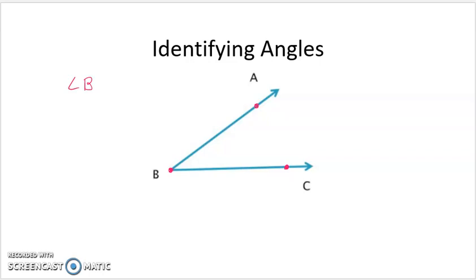For example, when you name the angle, you want to have the vertex as the middle point. So this angle might be angle ABC, B being the vertex in the middle. But you could also call this angle CBA. Again, the vertex is in the middle.